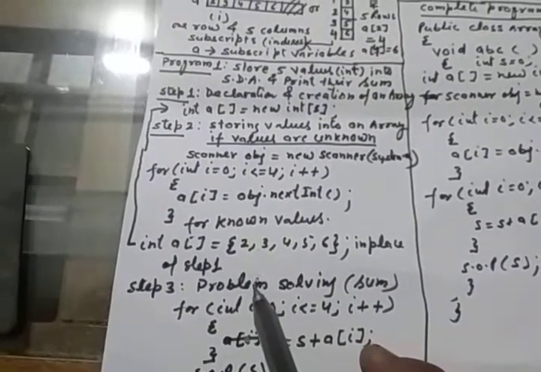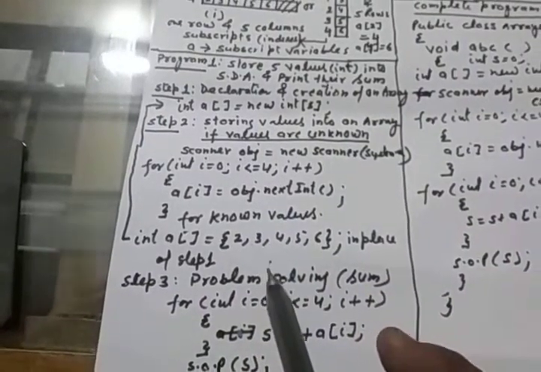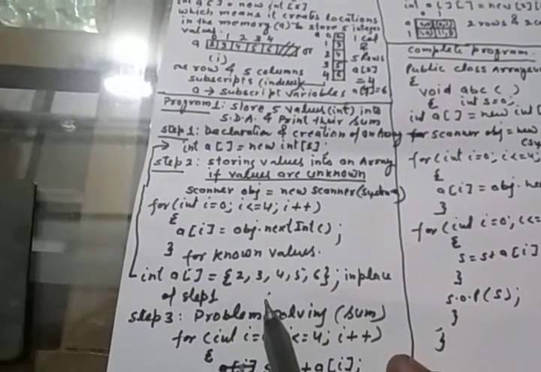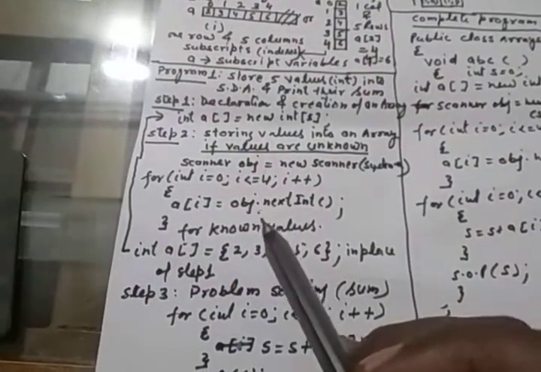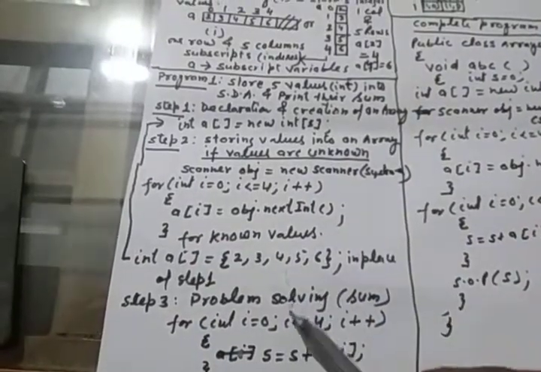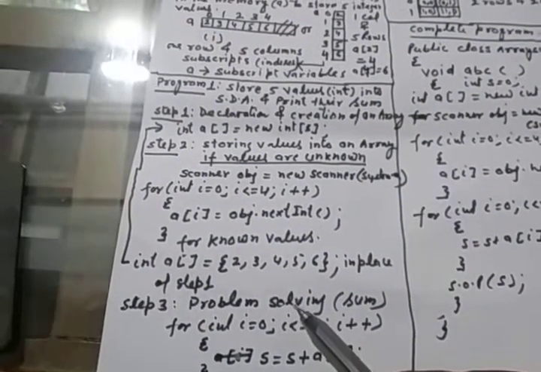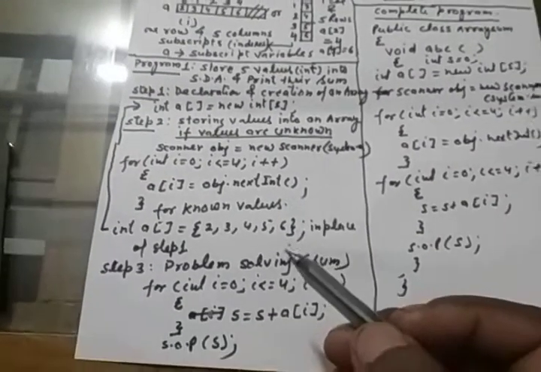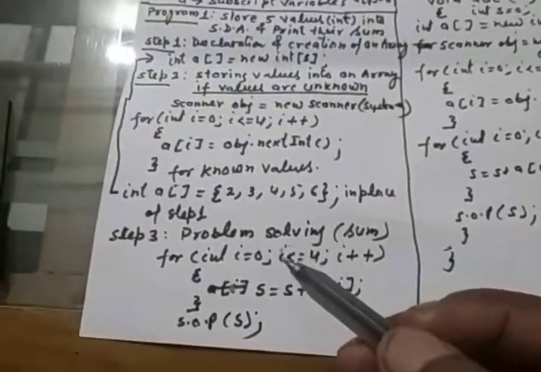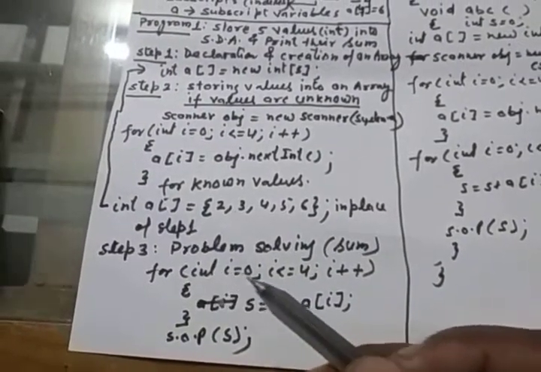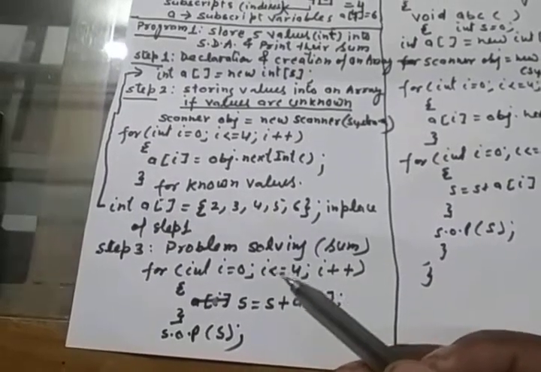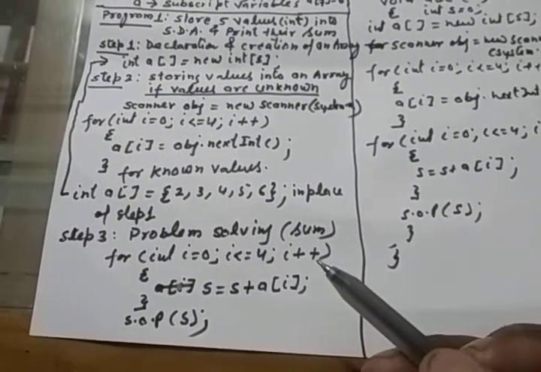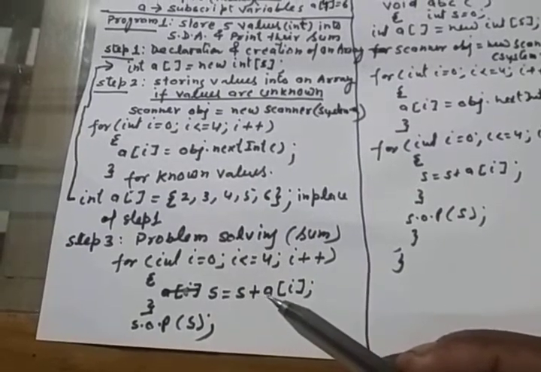What was the problem? Store 5 values into a single dimension array and print their sum. So once all the 5 values have been entered or stored into the single dimension array, now we have to add them. The process is the same as you did in string. The first location will be added first. For int i = 0; i <= 4; i++, s = s + a[i].